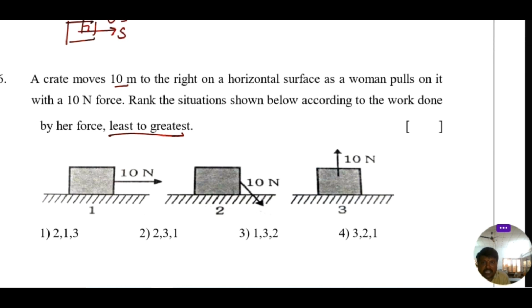Already we know very well, when the direction of force and the direction of displacement are perpendicular to each other, in this situation work done is equal to 0. That means this is the least work done. So in which situation? Option 3. Option 3 is the least one.